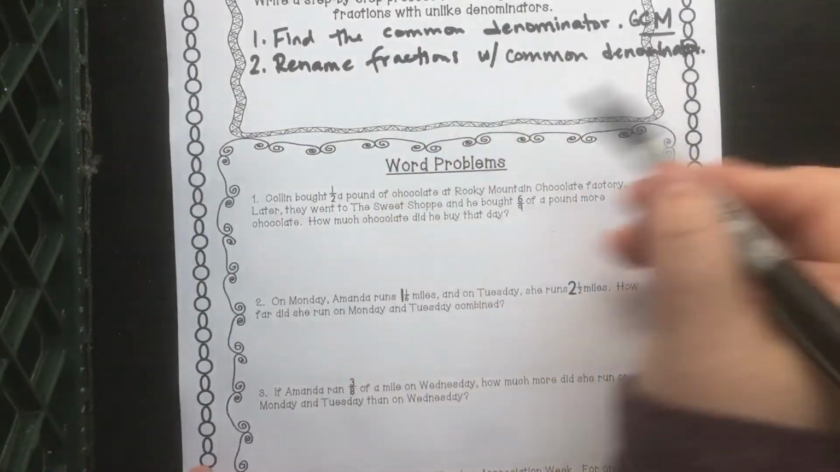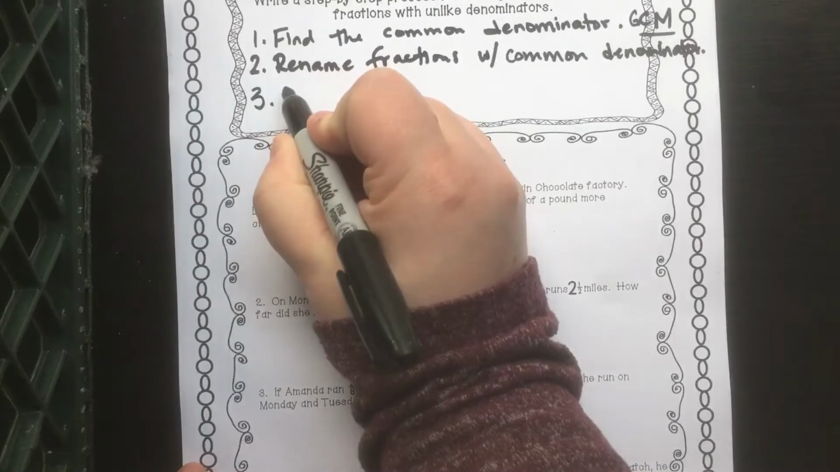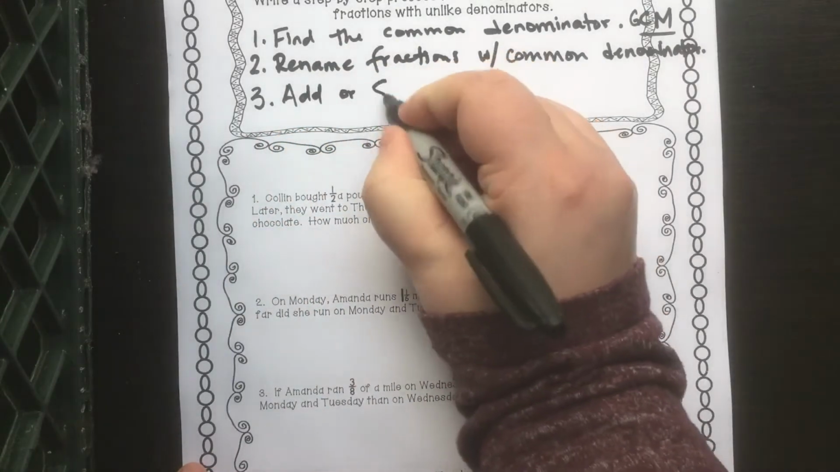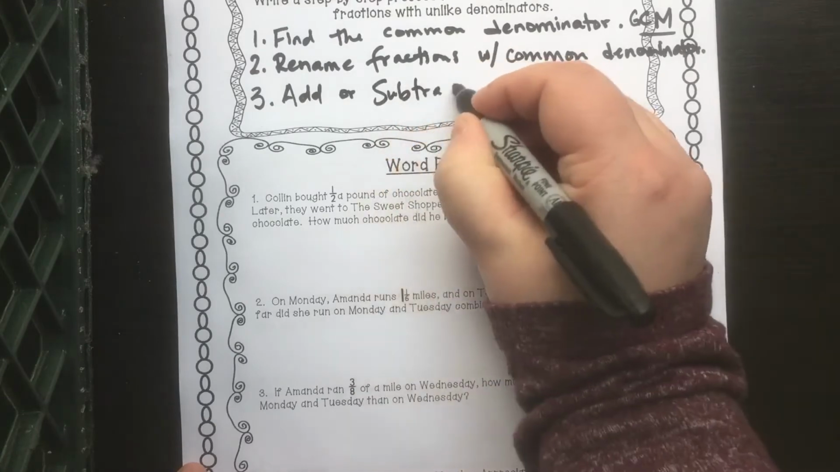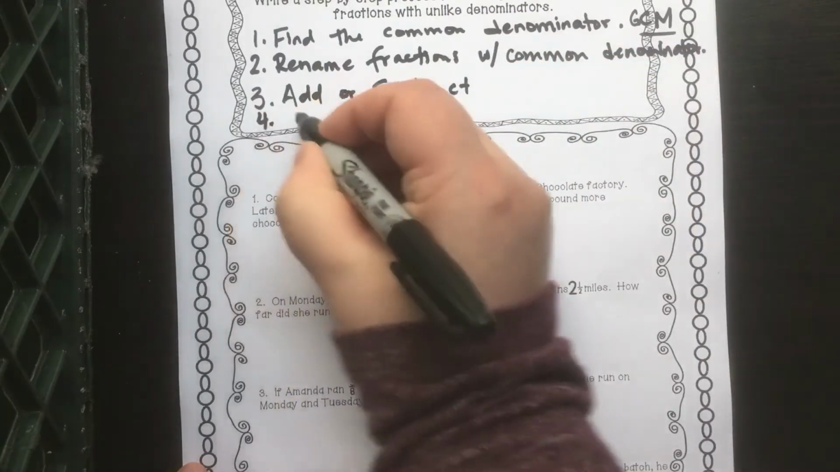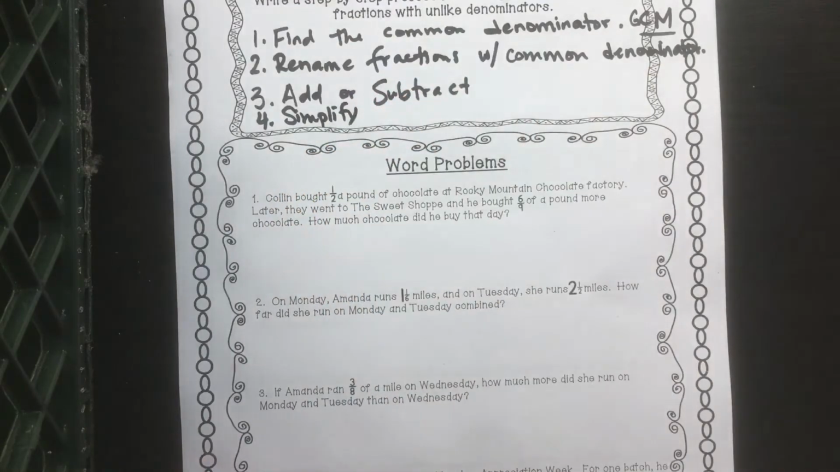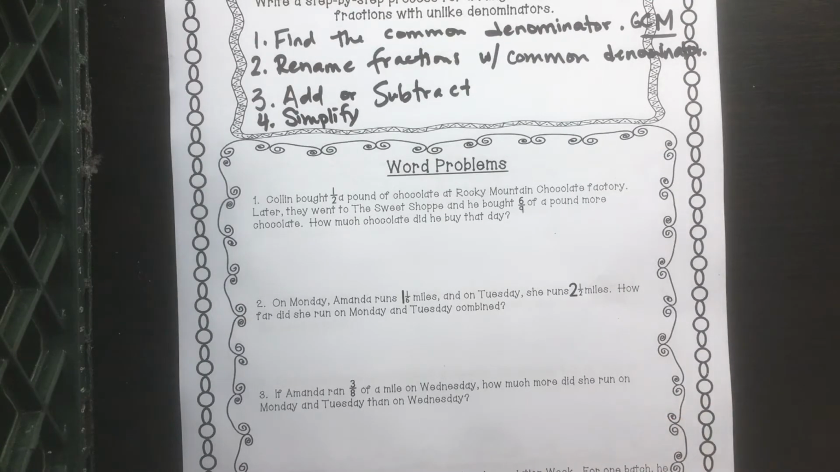Okay, so then after you rename your fractions with common denominators, then you can add or subtract. And last but not least, we always simplify. All right, so find the common denominator, rename the fractions, add or subtract, and simplify. So let's do the first problem together.